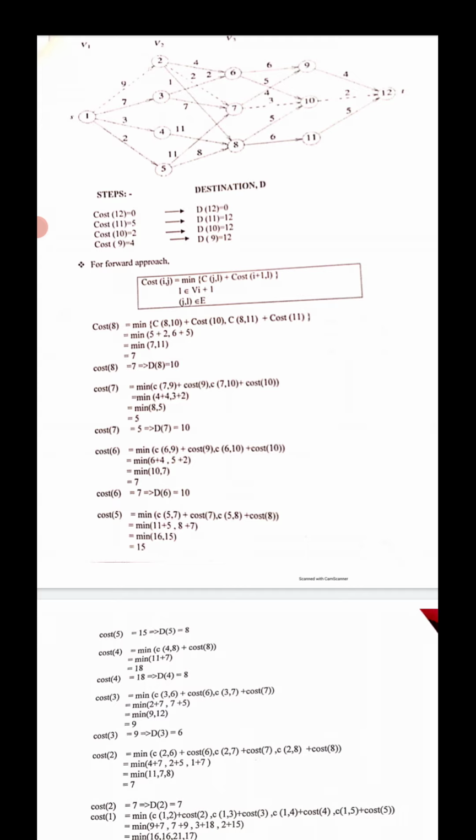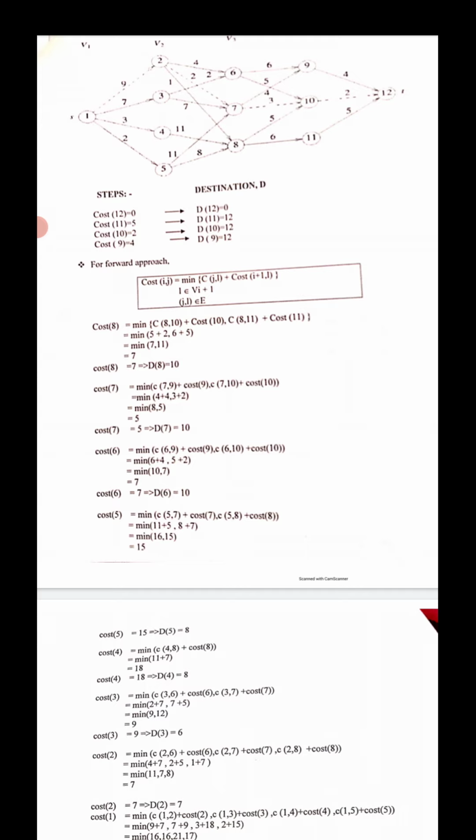Cost of 1 comma 3, how much? 7 plus cost of 3, how much? Cost of 3 will be 9. Cost of 1 comma 4, how much? 3 plus cost of 4, how much? Cost of 4 is 18. Cost of 1 comma 5, how much? 2 plus cost of 5, how much? Cost of 5 will be 15.